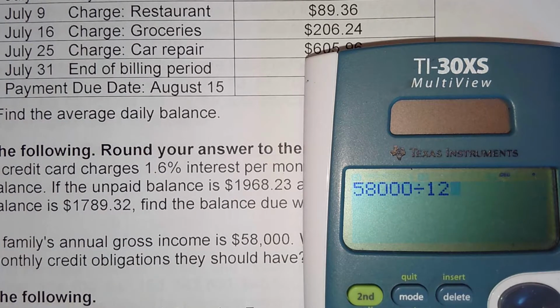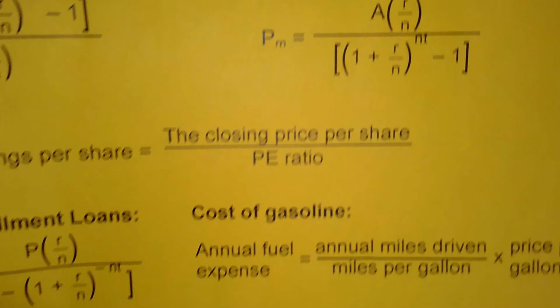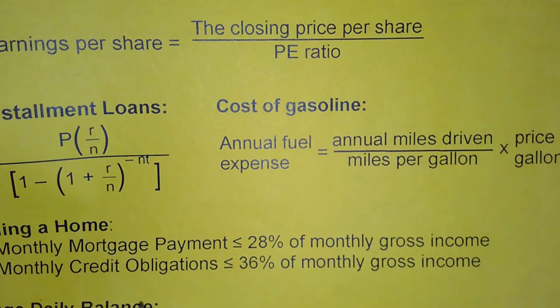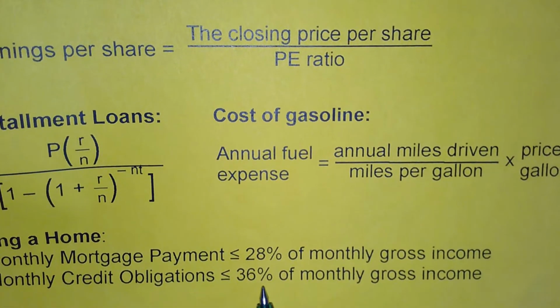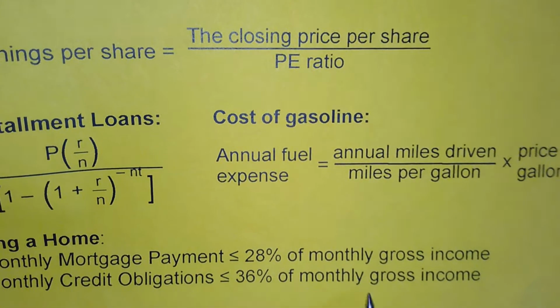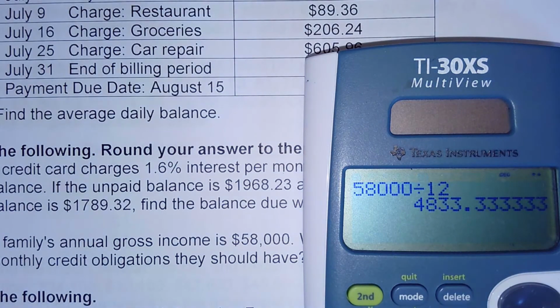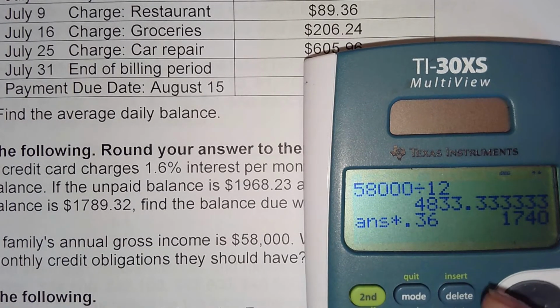So we'll divide by 12. And so that's our monthly gross income. And if we look at our yellow formula sheet, the total credit card obligations has to be less than or equal to 36% of the monthly gross income. So we're going to multiply that by 0.36. And so that should be the maximum credit obligations they should have.